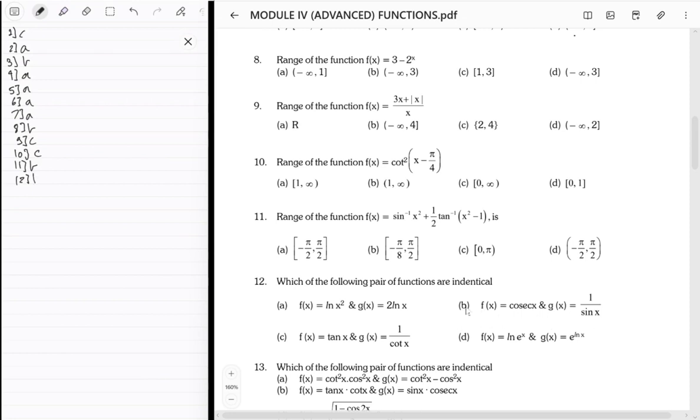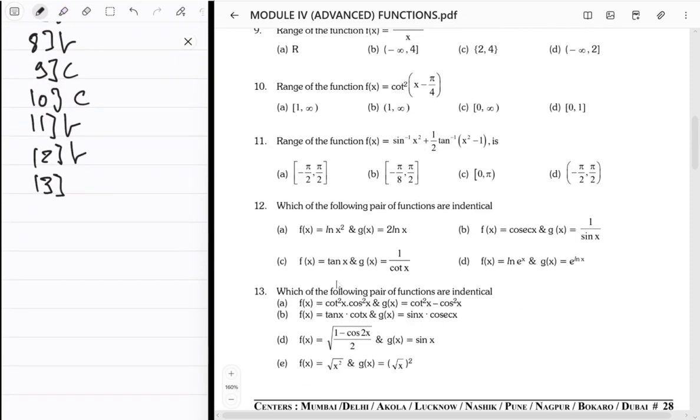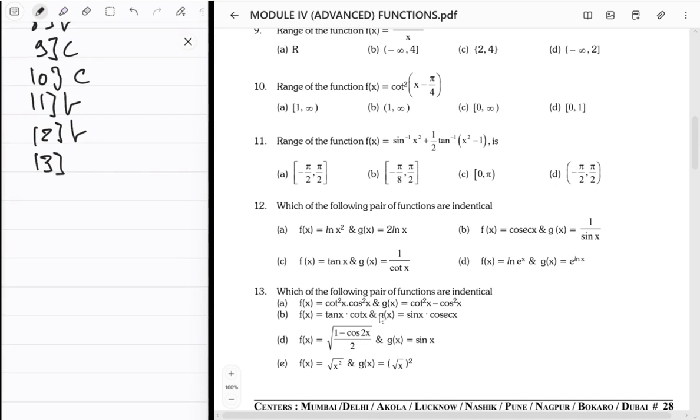Next question. 13th. Which of the following pair of functions are identical? Once again, same kind of question. Cot square x and cosine square x. And cot square x minus cosine square x. What is this? Cot must be defined, cosine must be defined, and then it's going to be defined. So at least the domain part is checked out. What else? These are the same, right?